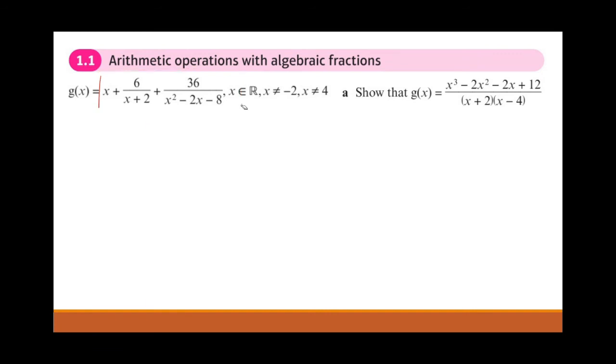So first step, look at the denominators, make sure it's completely factorized. Now for the first term, x doesn't have a denominator, which means the denominator is 1, right? For the second fraction, 6 over x plus 2, that's already in the simplest form, right? We don't have to do anything with the denominator there.